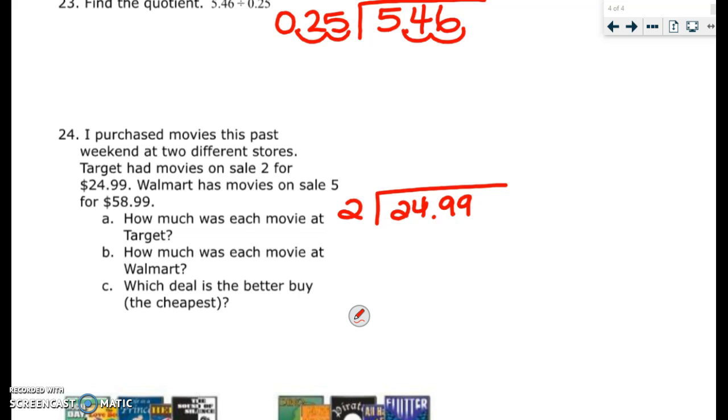And then you figure out how much the movies at Walmart were. $58.99 divided by 5. And ultimately, you're going to want to find which deal is the better buy and which is the cheapest. So if you're going to a store to save money, which generally you don't want to spend extra money that you don't need to spend, if you can get a better deal at Target or at Walmart, you should buy the movies at Target or at Walmart, depending on which one was the better buy. So then you still need to figure out which one was the cheapest.